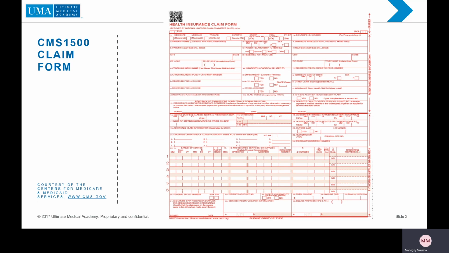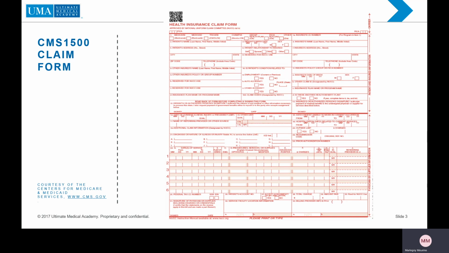The CMS 1500 form is submitted when a paper claim is allowed. Also, we can submit this claim electronically. So we can have it on paper, or we would have it within our system in our offices.